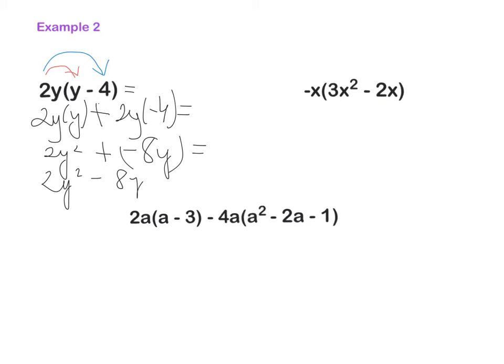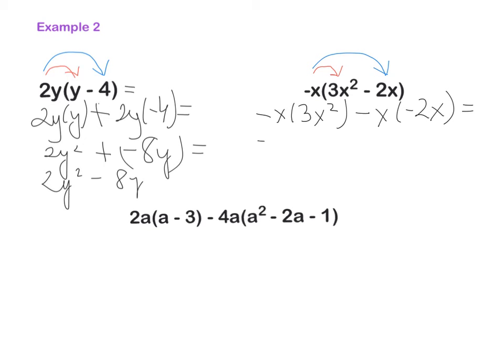Okay, the next one, we have negative x in front of the bracket, okay? And the rule is the same. We need to multiply minus x by every single term in a bracket, okay? So the first step, draw the arrows. And we have minus x multiplied by 3x squared and minus x multiplied by minus 2x.